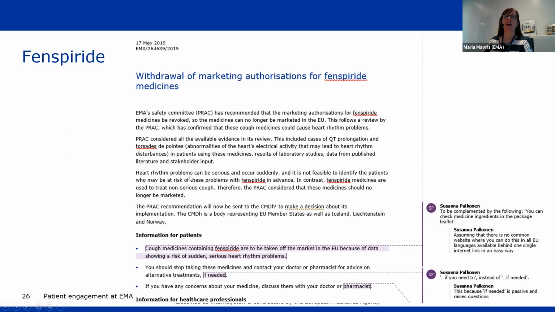And it said that there were heart rhythm problems, and it was not actually easy to identify, not feasible to identify which patients might be at risk. So in this case, it was recommended by the safety committee to withdraw the medicine from the market. And then here there's information for patients written as bullet points.